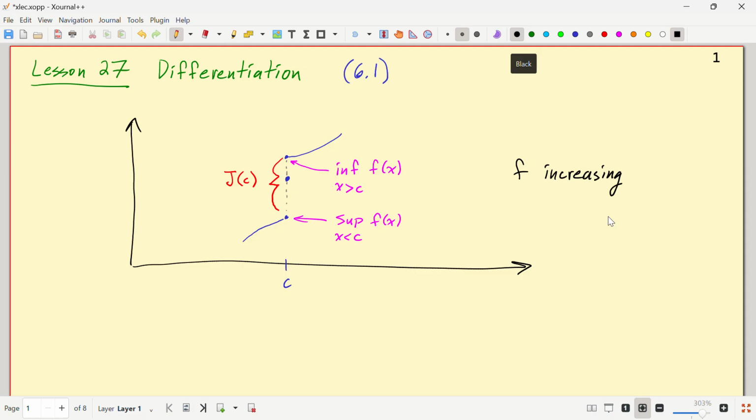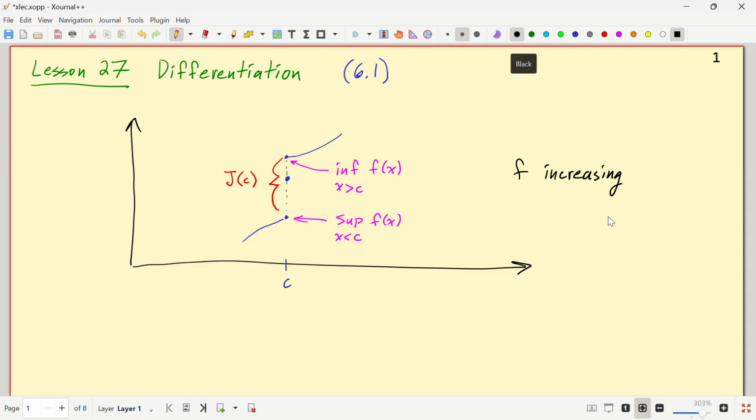And remember what the jump business was. The picture, that's a typical increasing function that might have a jump. If it does have a jump, that value coming from the right is the inf of f of x for x bigger than c. And coming from the left, that value is the sup of f of x for x less than c. The number on the bottom is always less than or equal to the number on the top, because everything to the right is greater or equal to everything to the left.